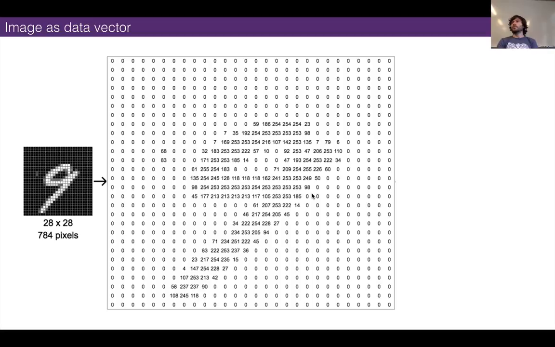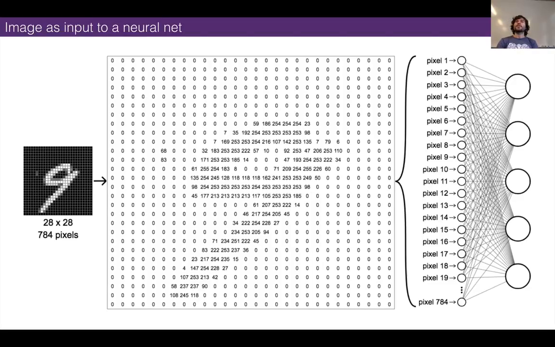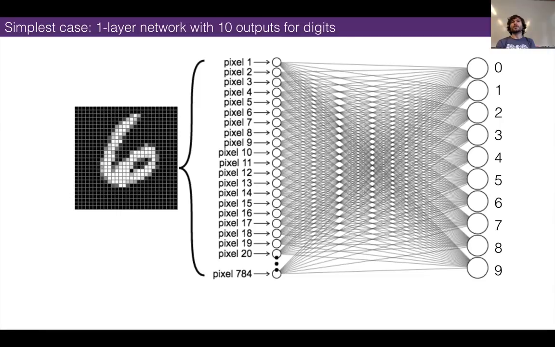And so what can we do? Well, we can take this and input it into a neural network. We can have an input layer which has 784 inputs, and the pixels go directly into them. There's a little ellipsis here, so there are actually way more of these. And then they'll go downstream into some neurons. For example, a really simple full neural network might look like this.